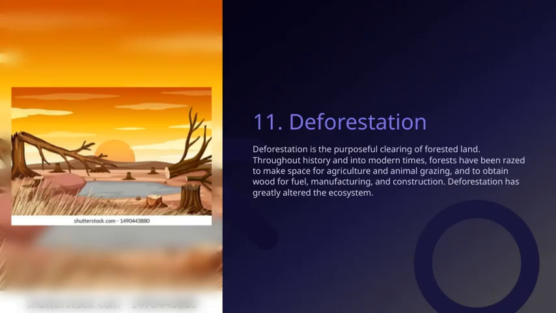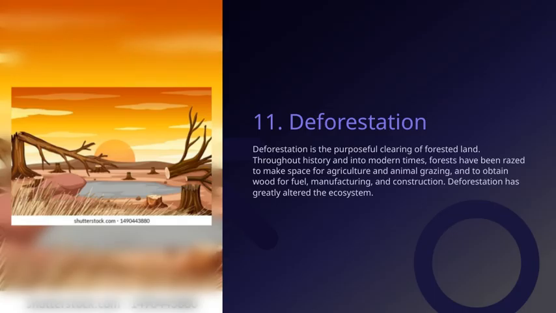Let's talk about deforestation. Essentially, it's the purposeful clearing of forested land. Throughout history, and even today, forests have been razed for various human needs. For example, we've cleared land to create space for agriculture and grazing animals. Also, wood has been a vital resource for fuel, manufacturing, and construction.